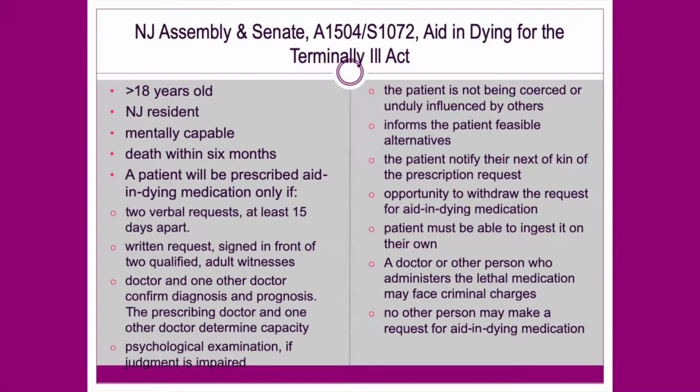And this is the basic thing of what the law is, and I don't want you to read all this, but to realize how many hoops and hurdles you have to go over to, in a sense, be eligible for getting assistance in dying. You have to be a resident older than 18. You have to be of clear mind. And one of the interesting things is you have to be able, if you choose to take your life, to be able to do it yourself.